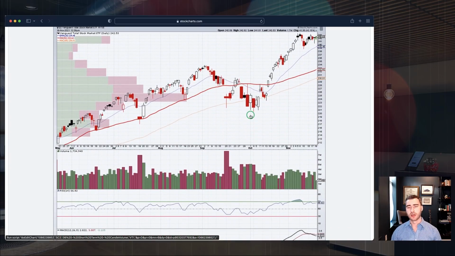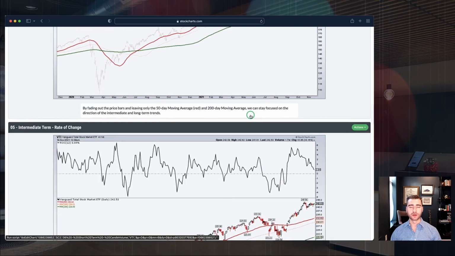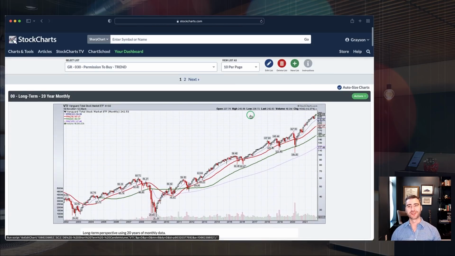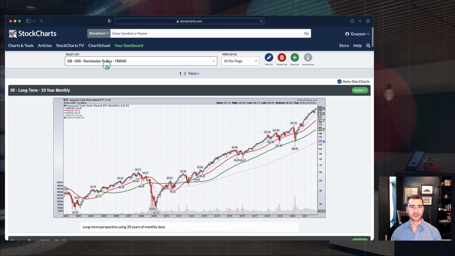getting into some short-term charts. So again, all of these are included. We're not going to go through every single list and review every single chart because there are literally hundreds of them. But this chart list is intended to judge trend in the market.